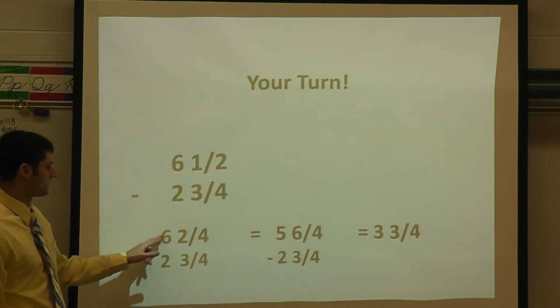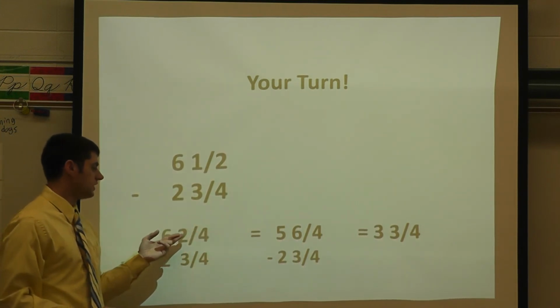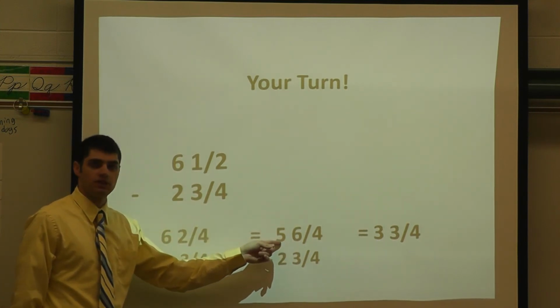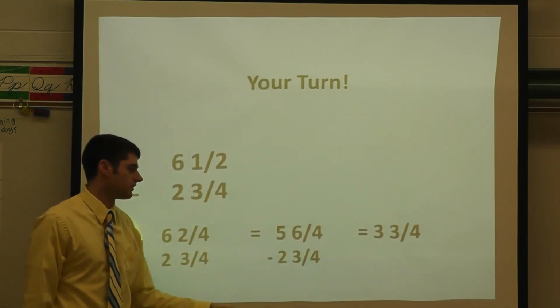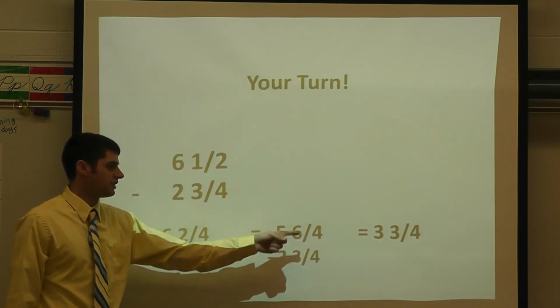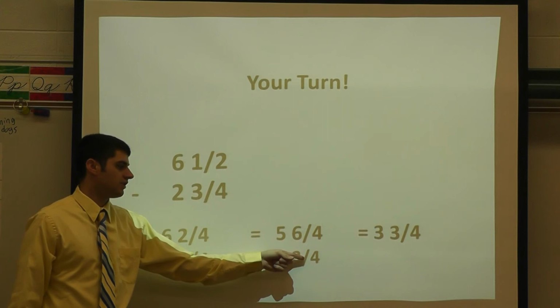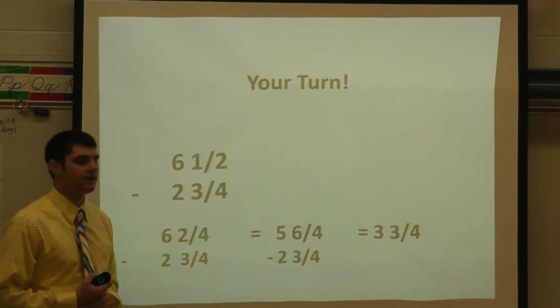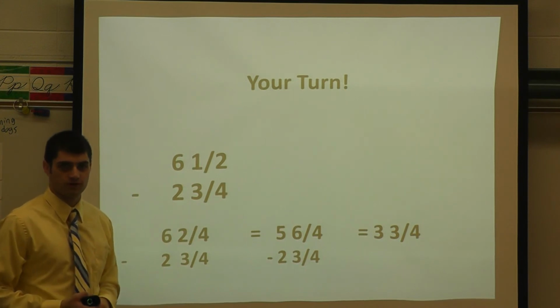I cross off the 6, I make it a 5. It becomes 5 4/4. I already had the 2/4, so it then becomes 5 6/4. 2 3/4 stays the same. 5 minus 2 becomes 3. If I take away 3/4 from the 6/4, it becomes 3/4. My final answer is 3 3/4.